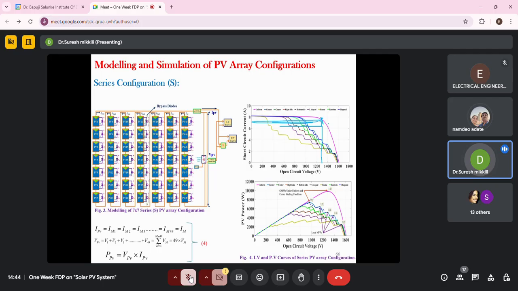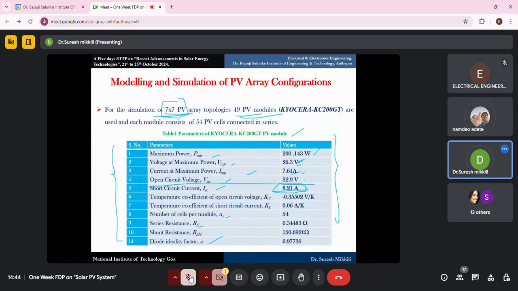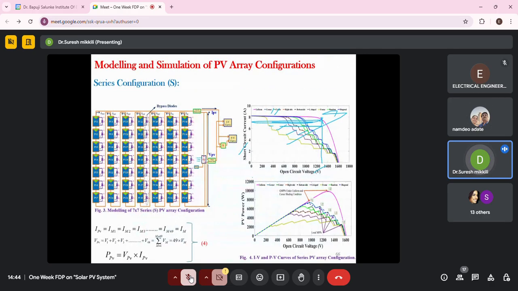Now this is the ideal curve. If shading happens, corner shading, then you get local maxima. Using MPPT, I should get that value. Similarly, this is current versus voltage; now power versus voltage I can also draw, the PV curve. So how much power did you get, sir? 200 into 49 panels is 9,800, around 10,000.